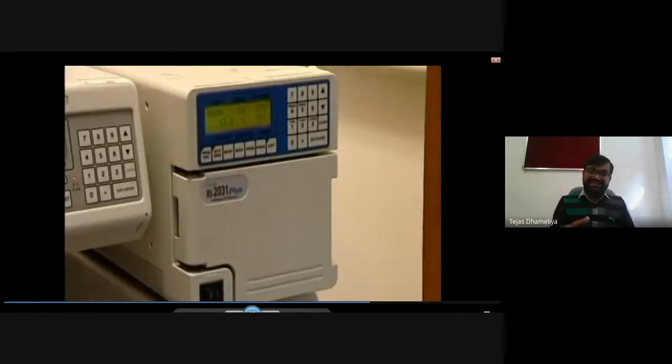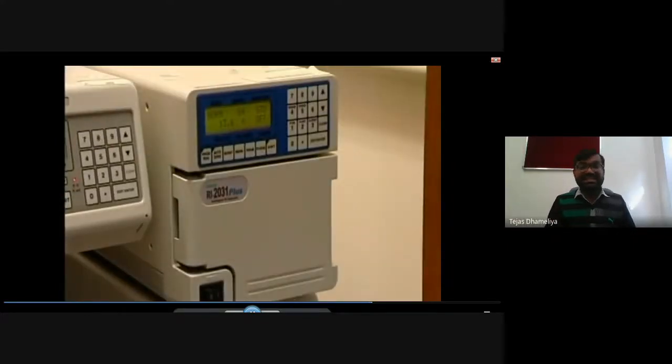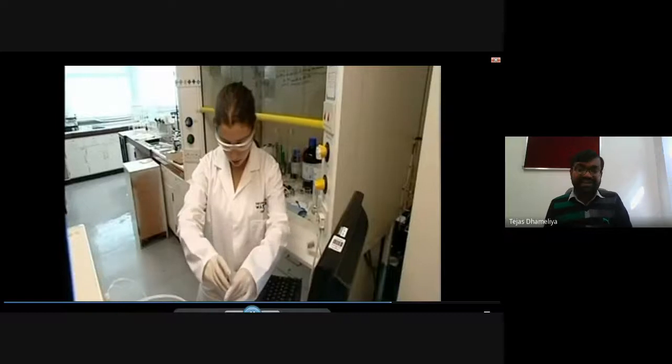Okay, and this device is connected with the detector. In this diagram, you can see a refractive index detector. There are several types of detectors available: UV visible detector, diode array detector, multiple array detector, or refractive index detector, and some other types of detectors that we can use.